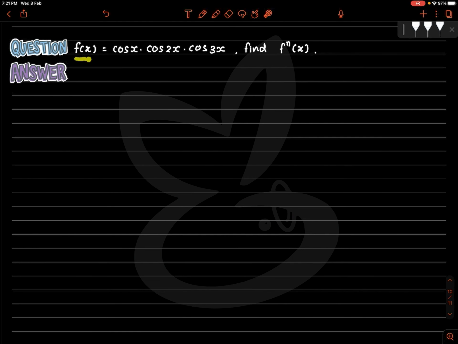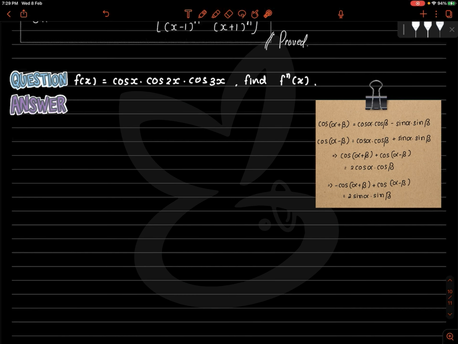Here f of x is equal to this function is given. Just by looking at this function, you can say that to separate those functions, we can use this kind of formula, either this or this. As we can make out a formula of cos plus cos from this function, what we will have to do is write f of x is equal to cos x into half multiplied to 2 into cos 2x into cos 3x.